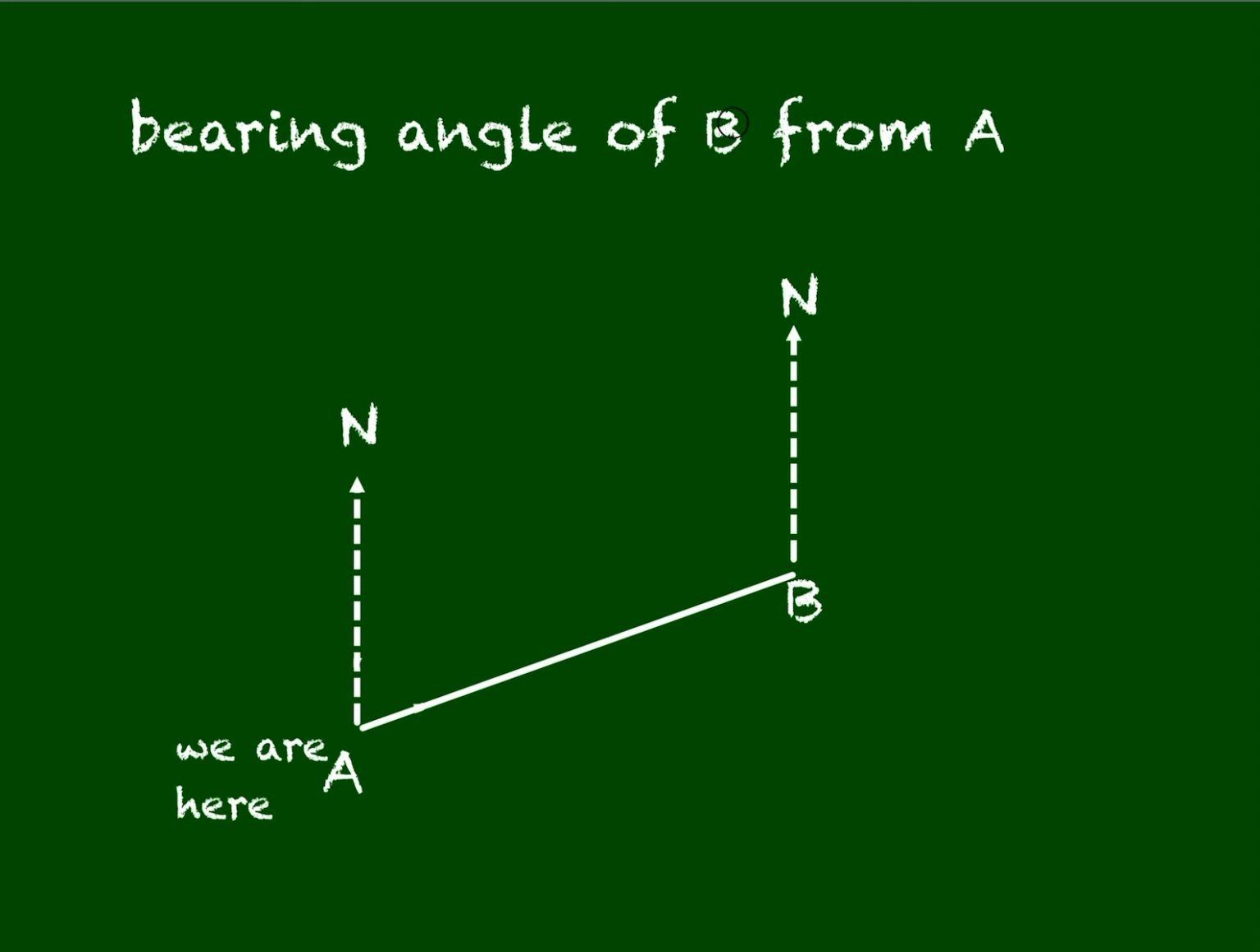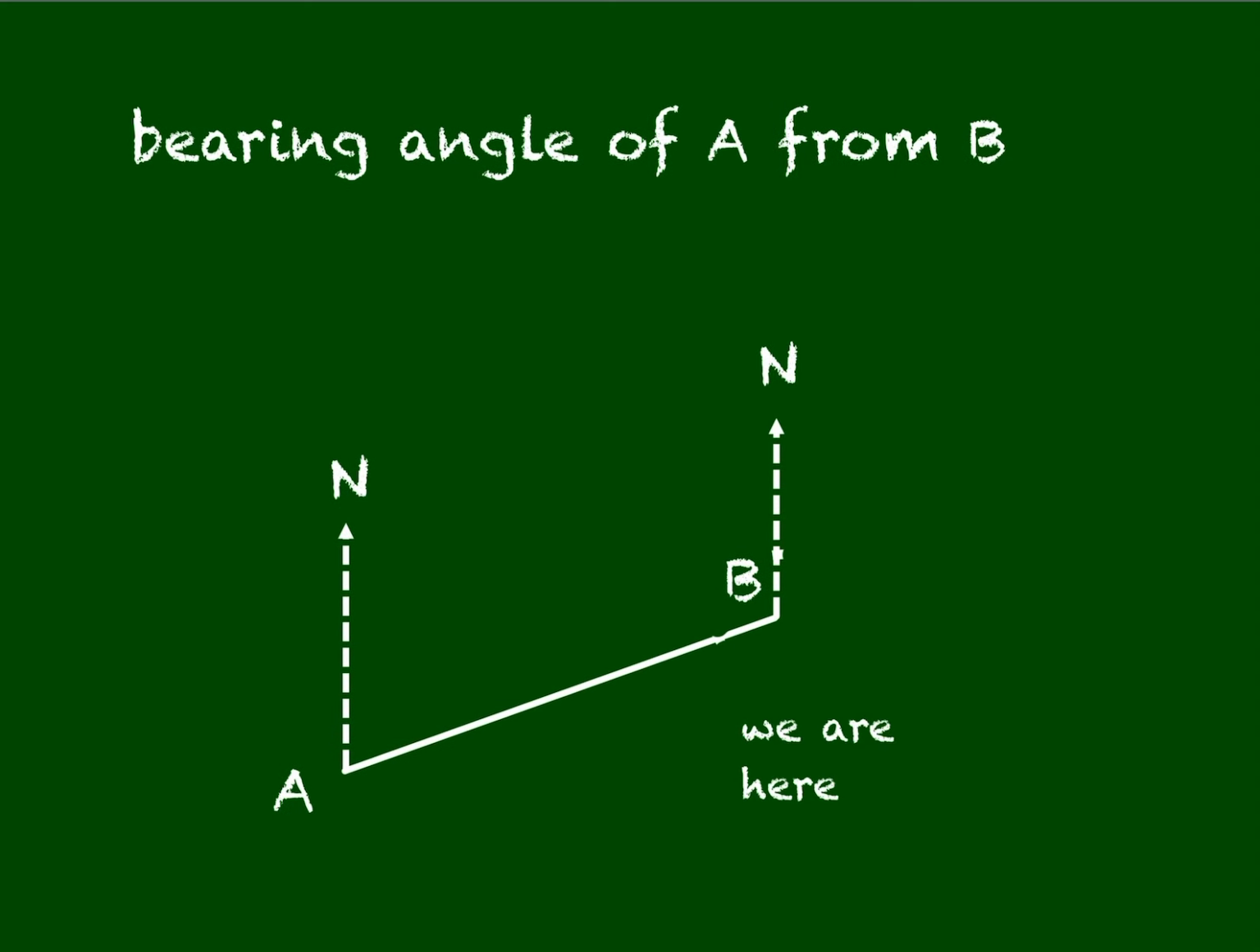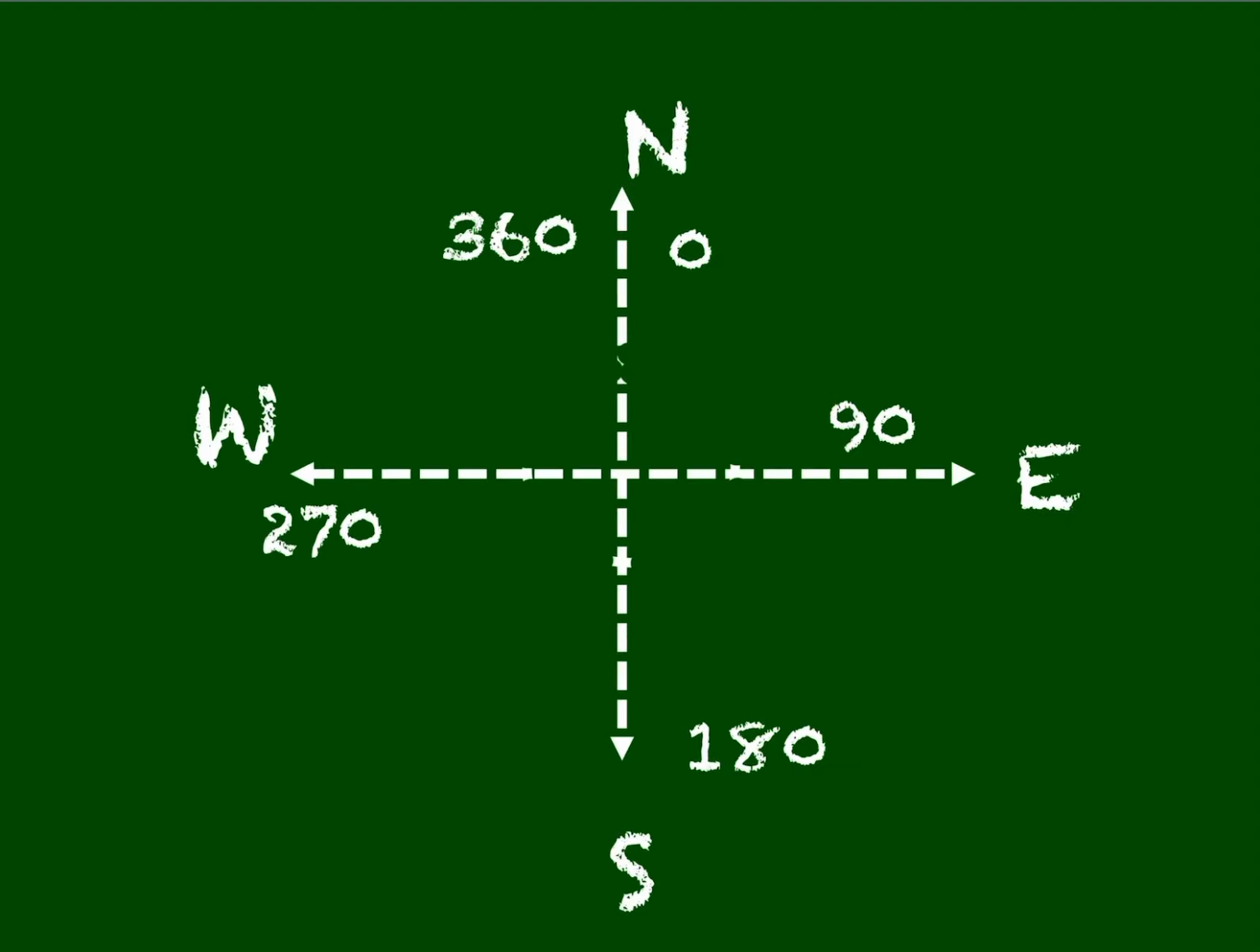For example, we are here. Bearing angle of B, don't forget B, from A. From A we are here. What is the bearing angle of B from A? So we need to calculate this angle. Let's look at the other side. We are looking for the bearing angle of A from B, we are here. So we start the journey of the angle from north to the clockwise direction, and this angle is the bearing angle. Okay, we need to remember that one.